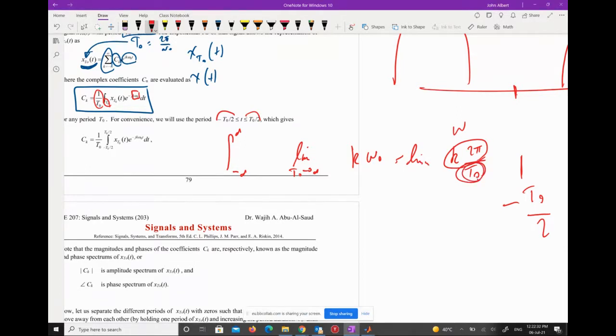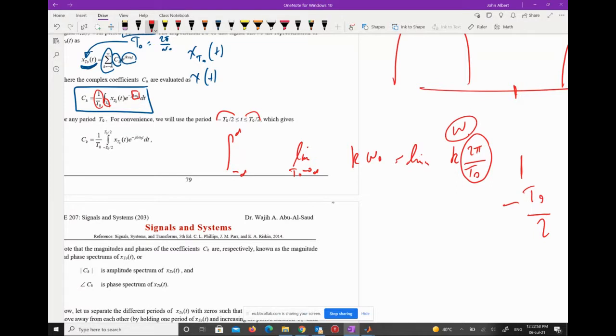As T0 approaches infinity, this quantity approaches 0. If you have a quantity that is approaching 0 and you multiply it by an integer k, where k is equal to 1, 2, 3, and so on, you can rename this quantity to be equal to a different frequency.